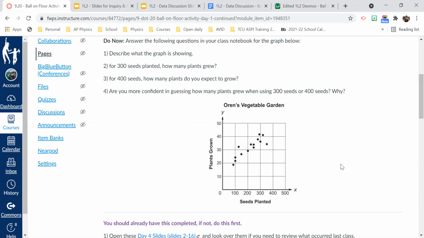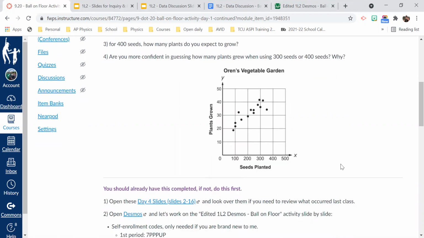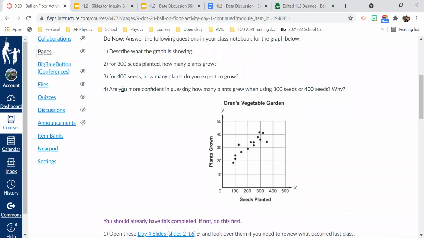Cool beans, let's move on. Hopefully you got some good stuff. I was going to say the answer, but I don't want to, just in case you were waiting for me to say it. So I'll let y'all do it. Hopefully you can figure out which one you're more confident in based on the confidence rubric we've done before.